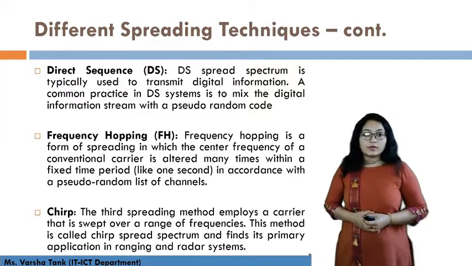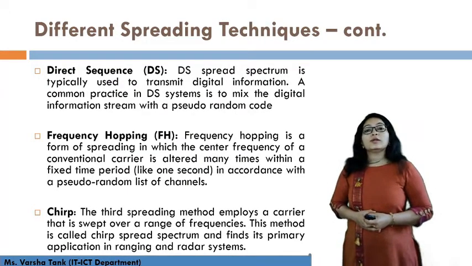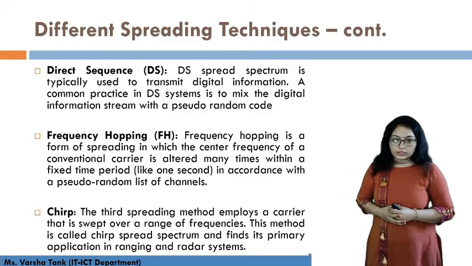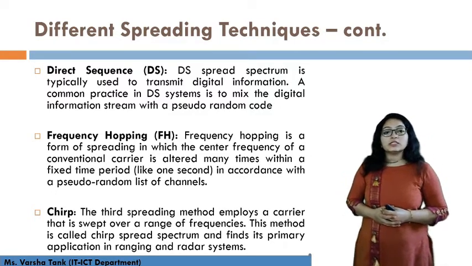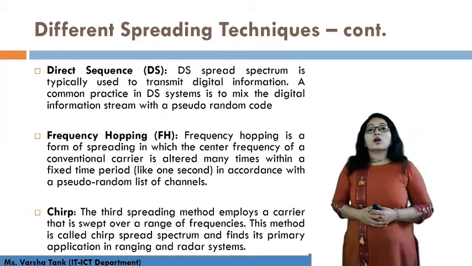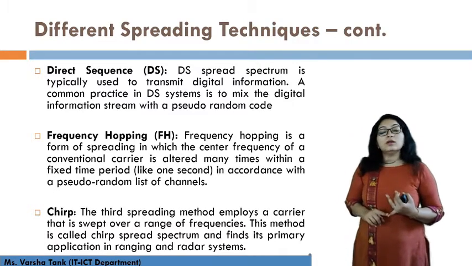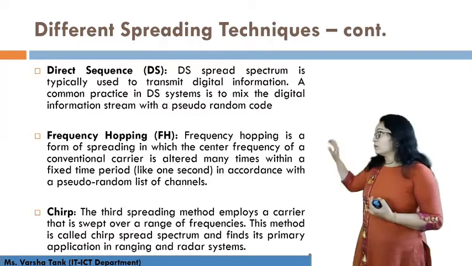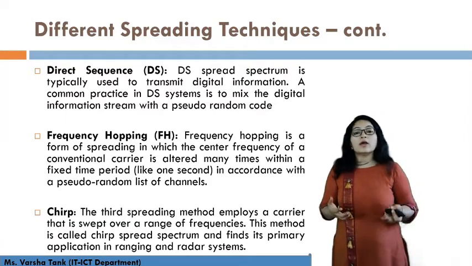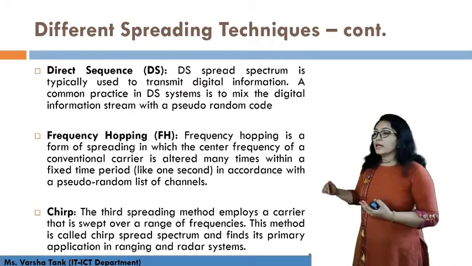Here you can see, first of all, DS, that is direct sequence spread spectrum. DS spread spectrum is typically used to transmit digital information. So whenever we want to transmit digital information, we have to use DS. Common practice in a DS system is to mix the digital information stream with pseudo-random noise. So whenever we use direct sequence spread spectrum, we have to combine the original signal with the pseudo-random signal, that we will see.